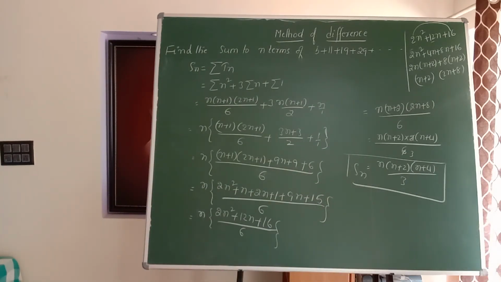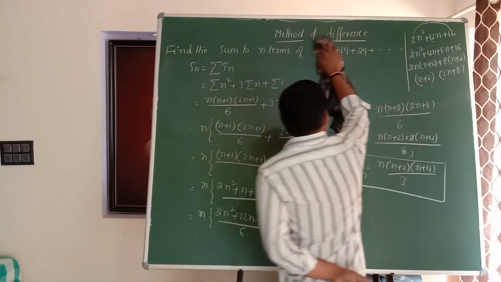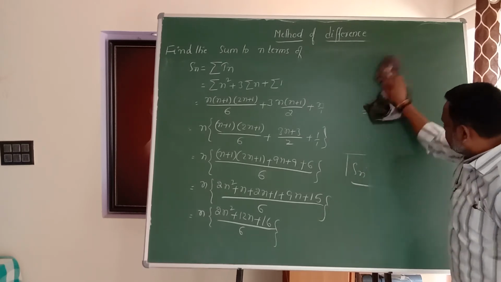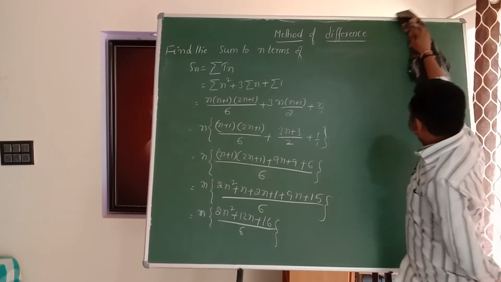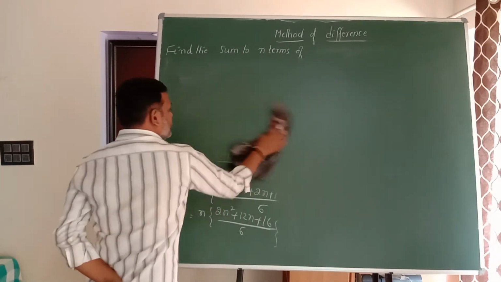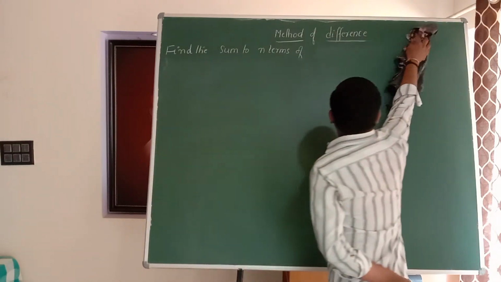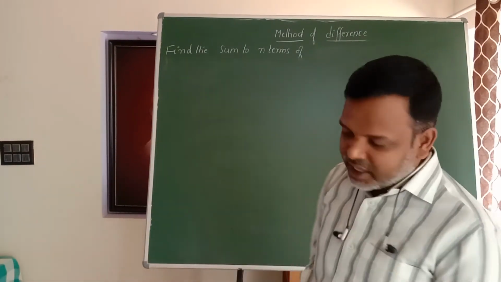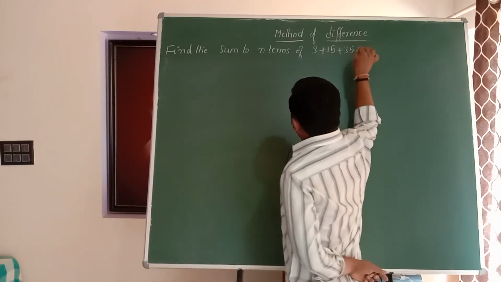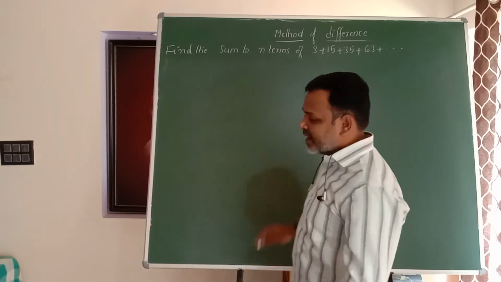We'll do one more problem. Find the sum to n terms of 3 plus 15 plus 35 plus 63 plus 1 like that. Find the sum to n terms.